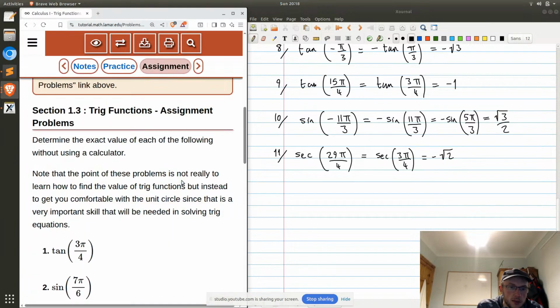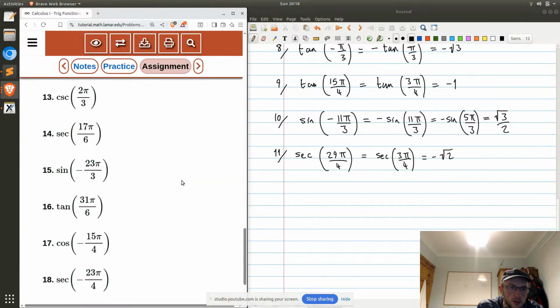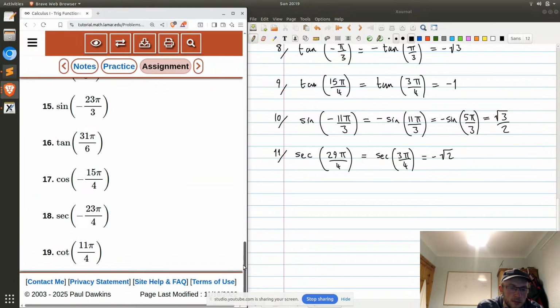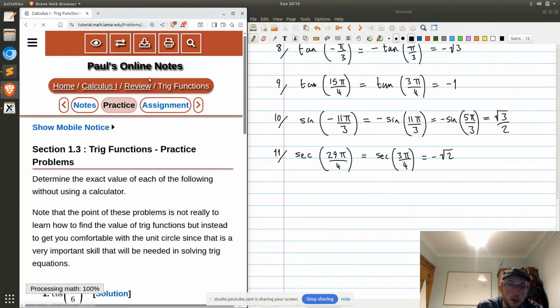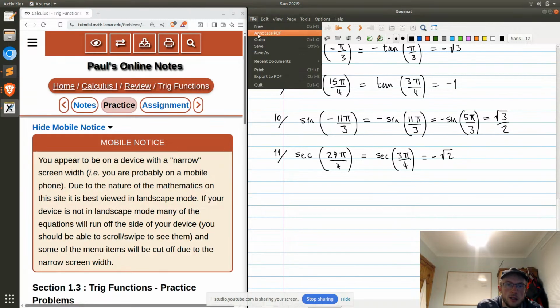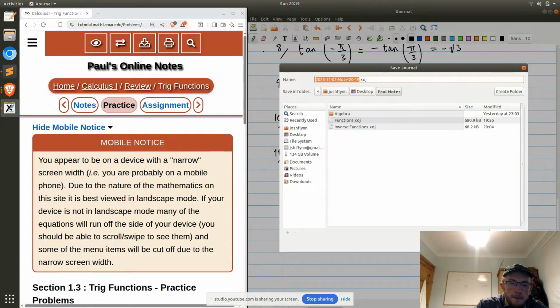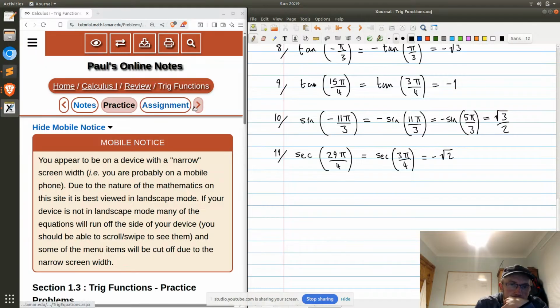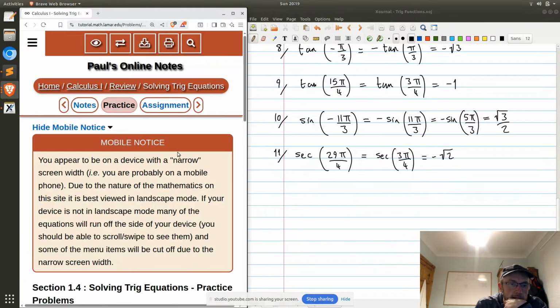I'm kind of curious what these assignment ones are. All right, they're all fine, but I'm not going to do those. Just going to save this. And see what's next.